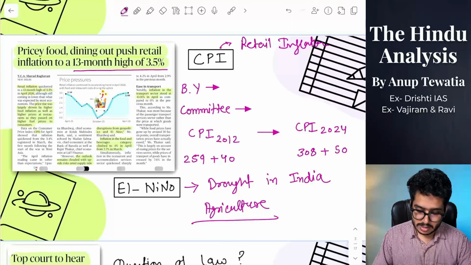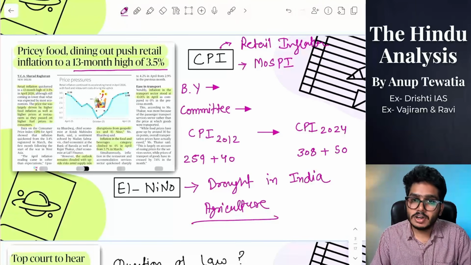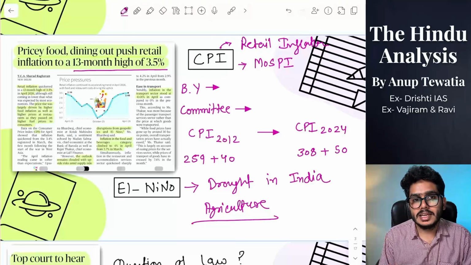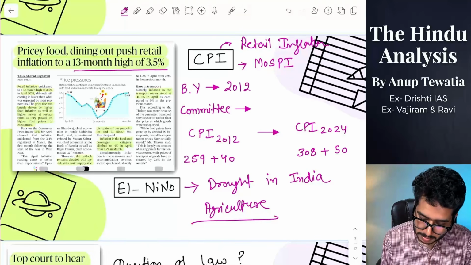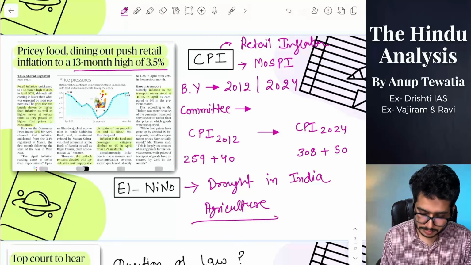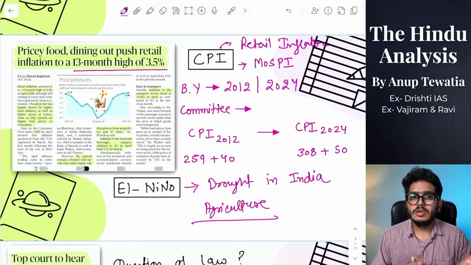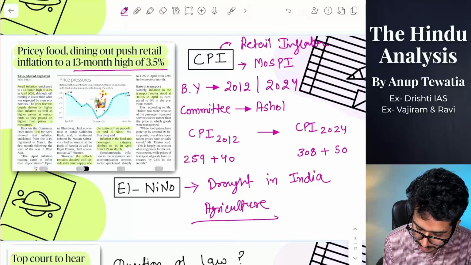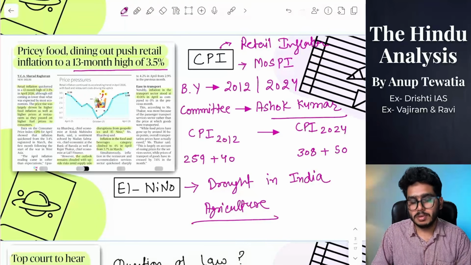Now, how do I relate this current topic to a static topic? The Ministry of Statistics and Programme Implementation. The base year earlier, before February 2026, was 2012, but now it is 2024. And the change of base year from 2012 to 2024 was based on the recommendation of the Ashok Kumar Committee. UPSC can ask this question, so you need to remember this.